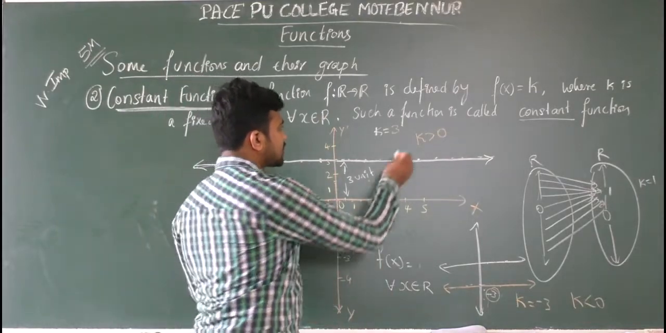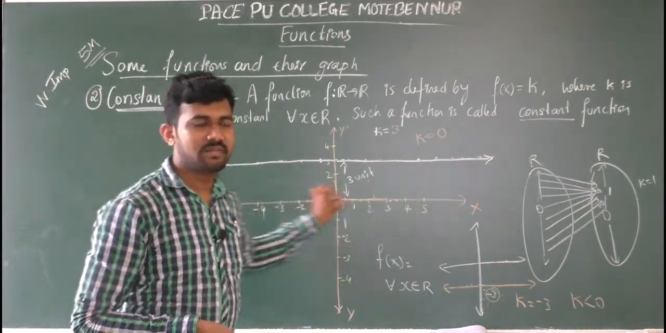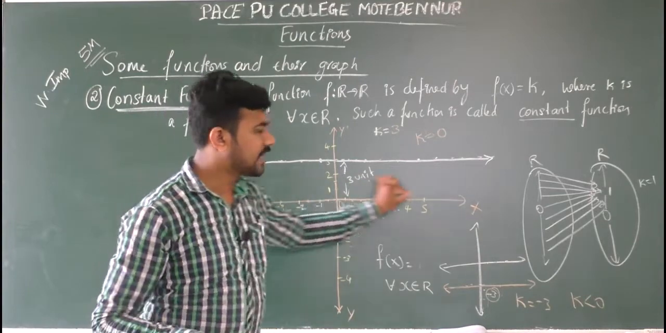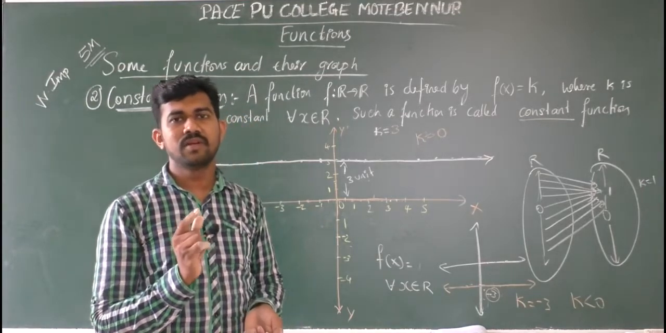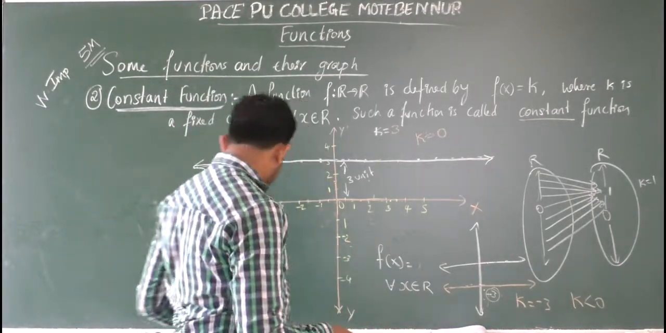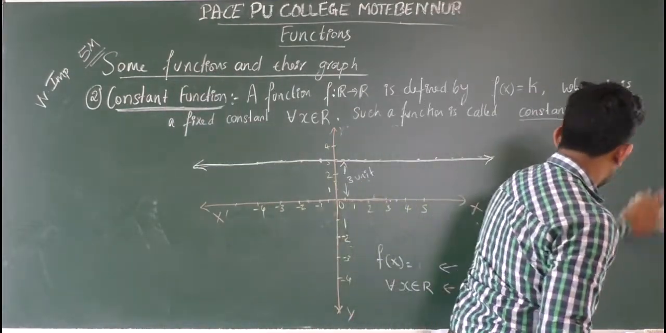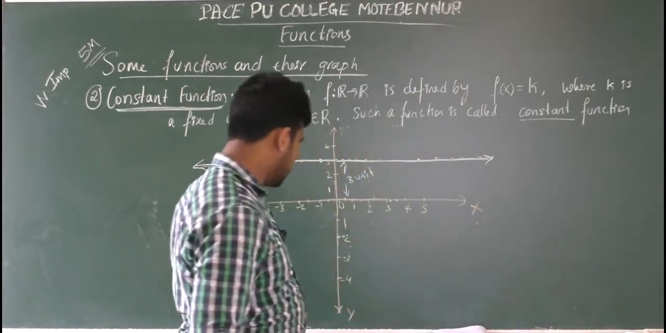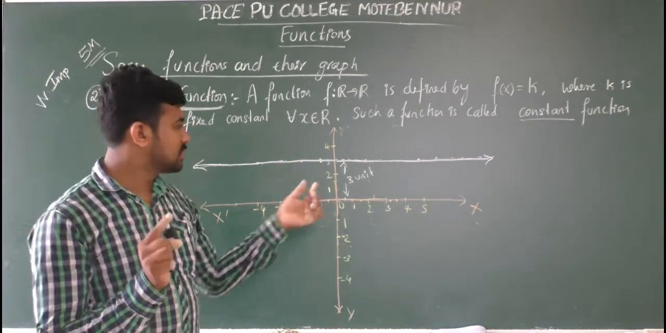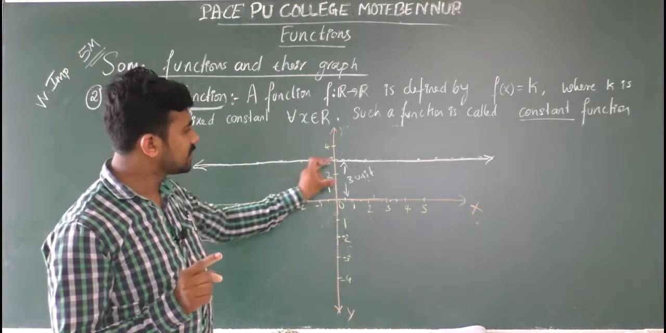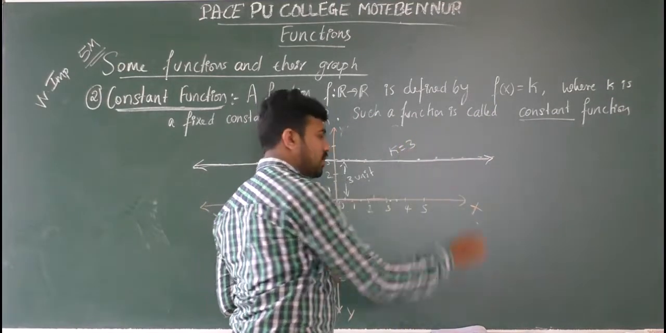Or else if you consider k is equal to 0 also, that is also a constant, in that case the line passes through the origin itself, or x-axis itself. Okay, the x-axis itself we will get, in that case also we can say that line is parallel to itself. So in any case in a constant function we will get the graph such that the line is parallel to x-axis and at a distance of k units from origin. In this case k is equal to 3. Okay, ಈ ಥರ.